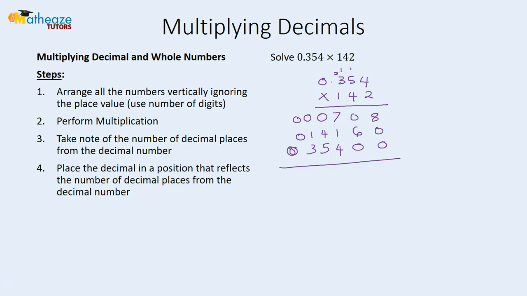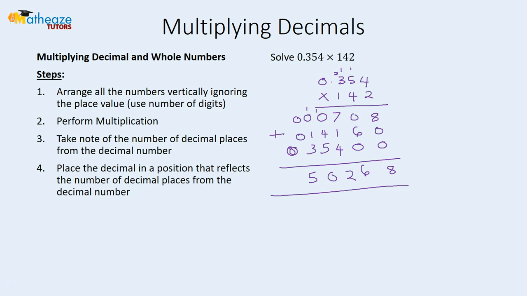And then we add them up together. 8 plus 0, 8. Then we have a 6 here. 7 plus 1, 8 plus 4, 12. Bring the 1 up here. 1 plus 4, 5 plus 5, 10. We'll bring a 1 up here. 1 plus 1, 2. Plus 3, we have 5.